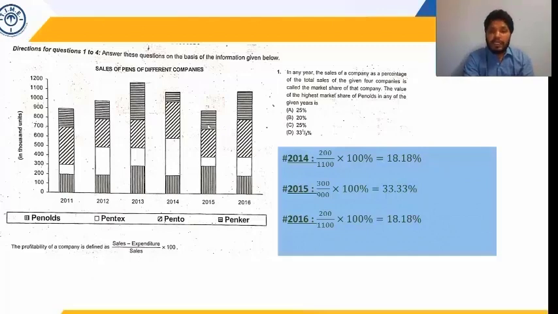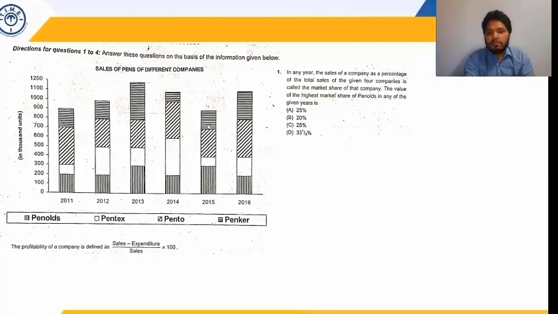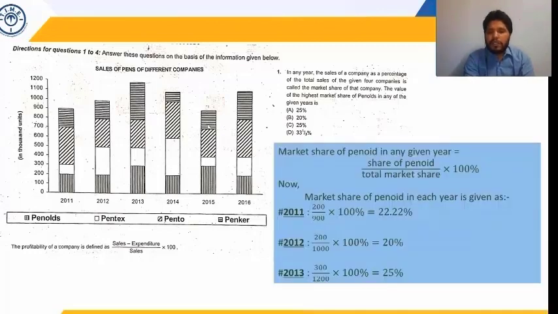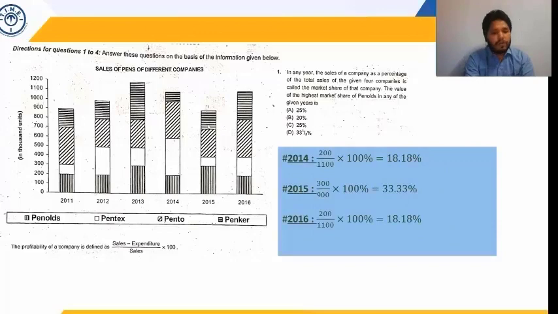So we need to find out the year in which the market share of penoids is highest. Now we know the market share of penoids in each year. So we can easily conclude that the market share of penoids is highest in 2015, which is 33.33%, because it is 18.18% in 2016, 33.33% in 2015, 18.18% in 2014, and if we move on to the previous slide, in 2013 it was 25, 2012 20, 2011 22.22. So it is highest in 2015, which is 33 1/3%. So option D is going to be our answer.